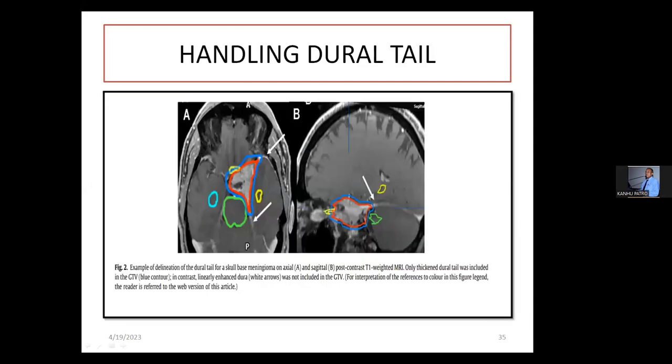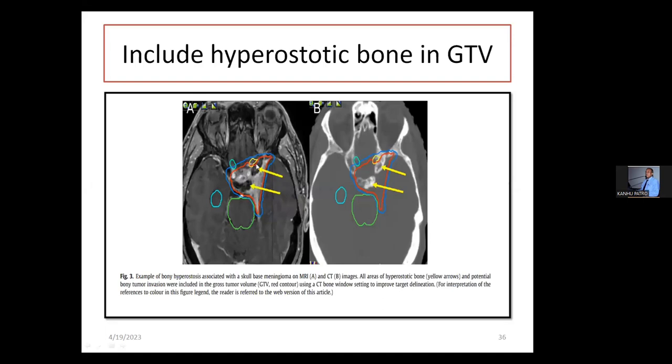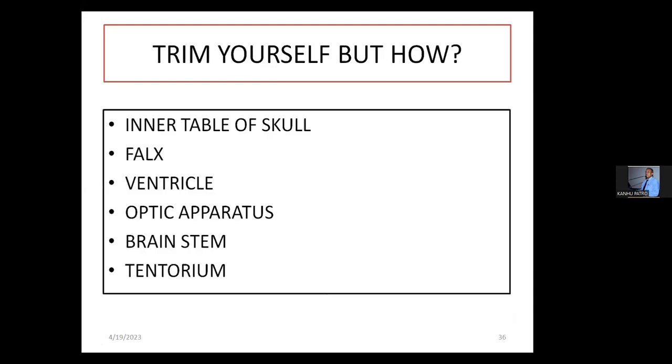And handling the dural tail, as I told, the elongated dura along the skull we should not include. Only thickened dura, or thickened dura as well as nodular dura, we should include. If there is hyperostotic bone around this structure, this hyperostotic bone should be included in your GTV, and that is better seen in the bone window. Never forget to see in the bone window for the hyperostotic area in the lesion. So only giving the CTV is not sufficient.